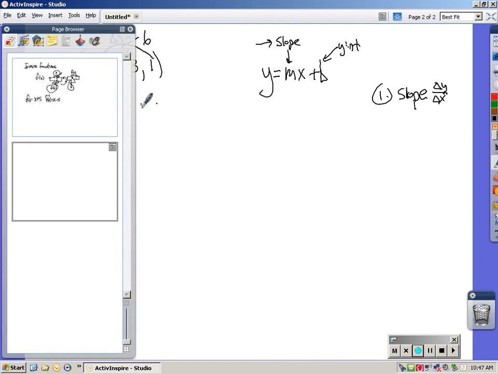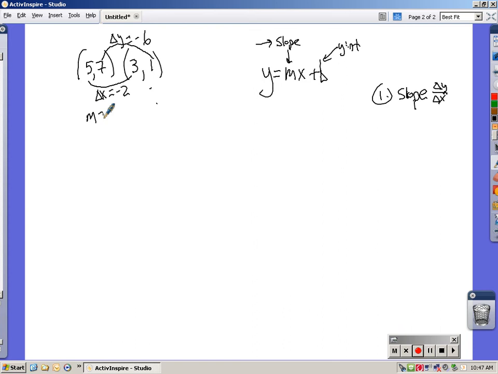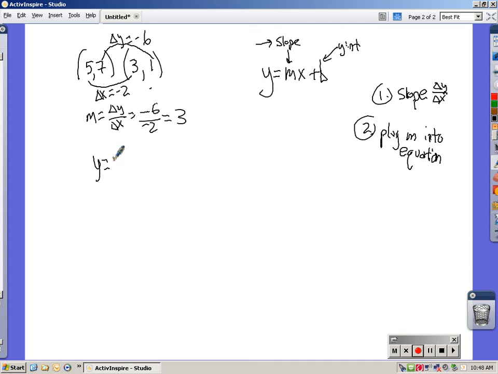So I know that slope is change in y over change in x. My change in y is negative 6. My change in x is negative 2. A negative divided by a negative is positive 3. So my slope's 3. So next thing I'm going to do is plug that in. Plug m into the equation, because right now I know how steep that line is, so I might as well keep track of that information. So y equals 3x plus b.